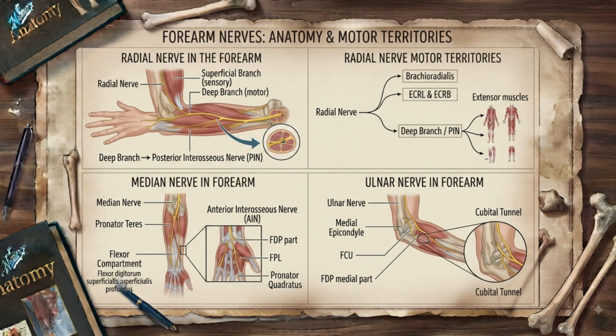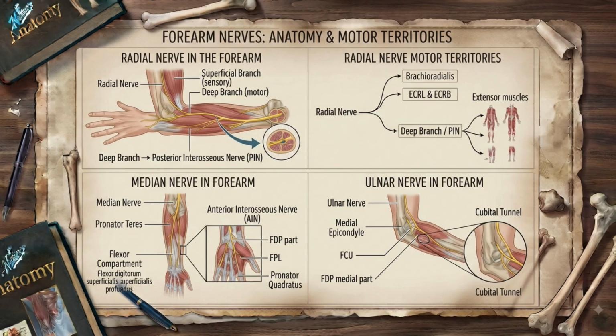The radial nerve divides near the elbow into superficial and deep branches. The deep branch passes through the supinator and continues as the posterior interosseous nerve. The superficial branch is mainly sensory. The posterior interosseous nerve supplies many of the muscles in the posterior forearm. So the key pathway is radial nerve, deep branch through supinator, posterior interosseous nerve. The radial nerve system supplies the major muscles responsible for wrist extension, finger extension, and thumb extension. This is why injury to the radial nerve or its branches can produce significant loss of extension.